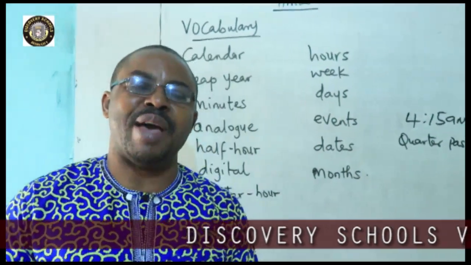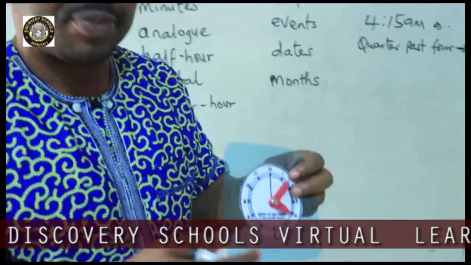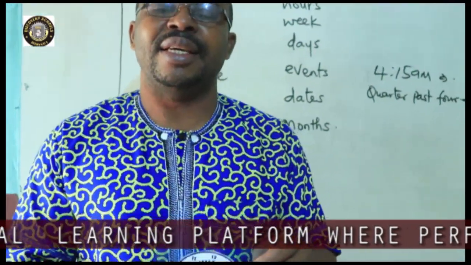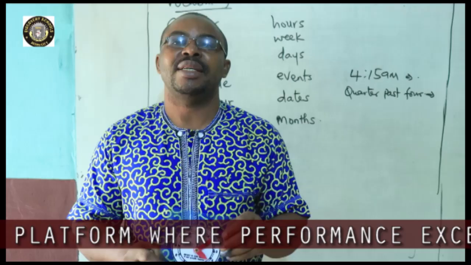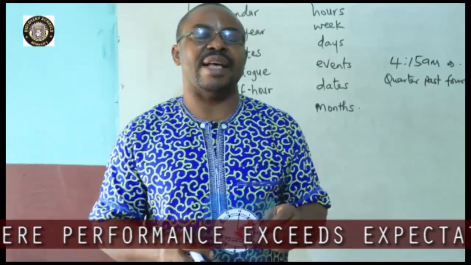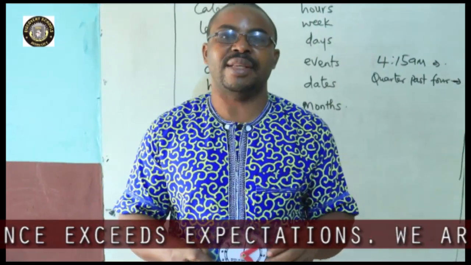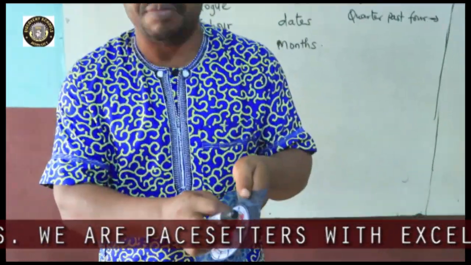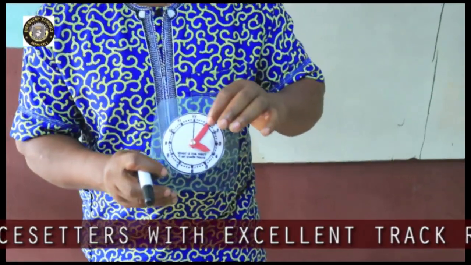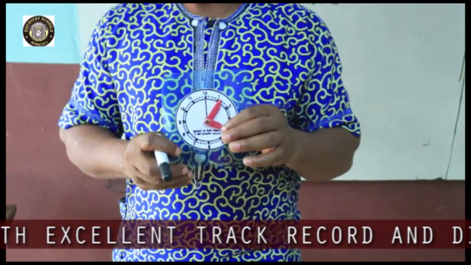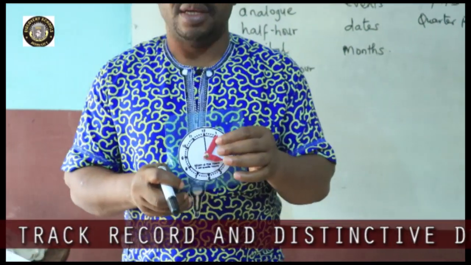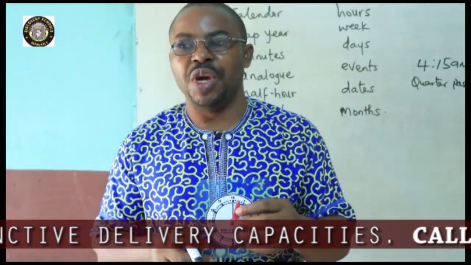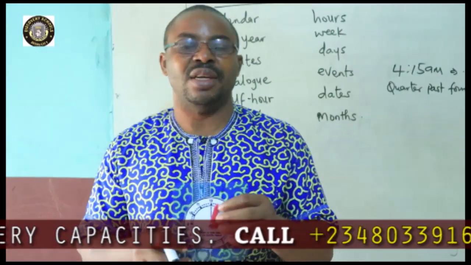A clock is used to measure time. This is a clock. A clock has two hands: the hour hand and the minute hand. The long hand is called the minute hand, while the short hand is called the hour hand. I repeat, a clock has two hands, the hour hand, which is the short hand, and the minute hand, which is the long hand.